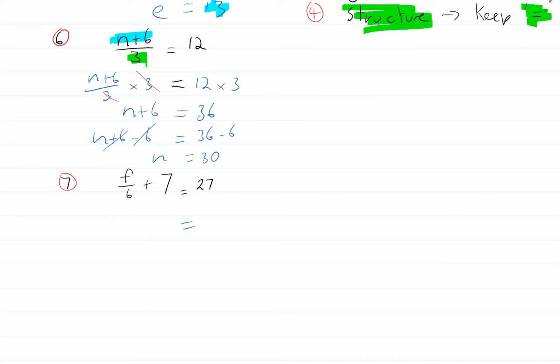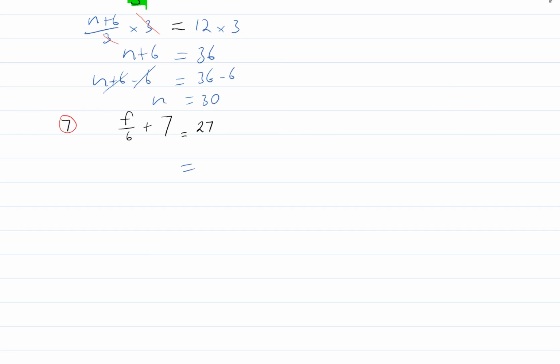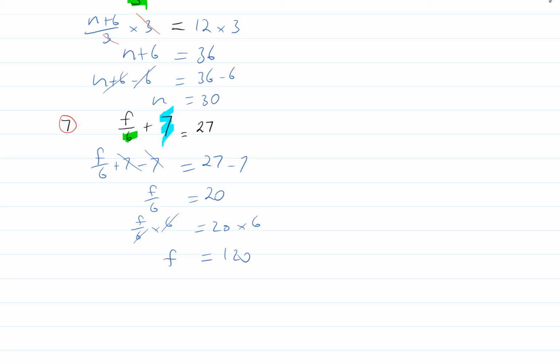The last one that I've got here as an example, okay, what's happened to f? It was divided by 6, and then it was plus by 7. To undo that, the last thing I did was plus 7, so the first thing I do to undo it is minus the 7. So f on 6 plus 7 minus 7, 27 minus 7, and I get 20 there. They've cancelled out. I've got f on 6 is 20. F on 6, get rid of the divided by by timesing, and 120, those go, and I get f is equal to 120.